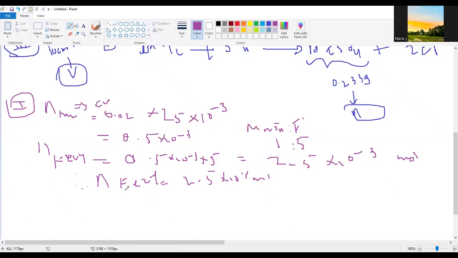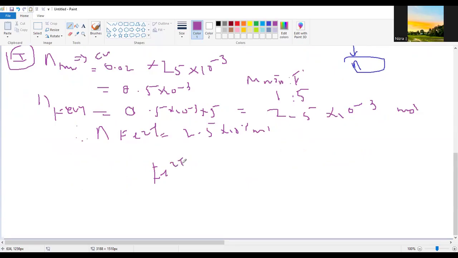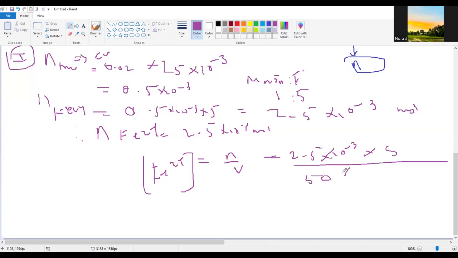Now you know the moles of Fe2 plus and you know the volume taken, that was a 50 cubic centimeter sample. You can find the concentration of Fe2 plus. That is moles over volume. Moles is 2.5 into 10 power minus 3, volume is 50 into 10 power minus 3. So 2.5 divided by 50 is 0.05, in mole per decimeter cube. 0.05 mole per decimeter cube. Is that clear?